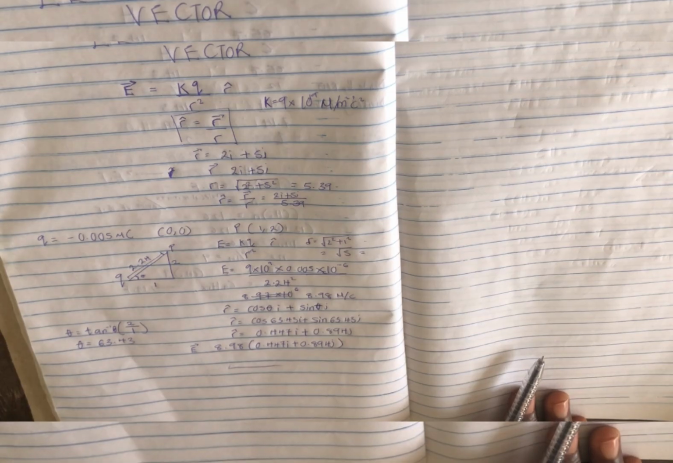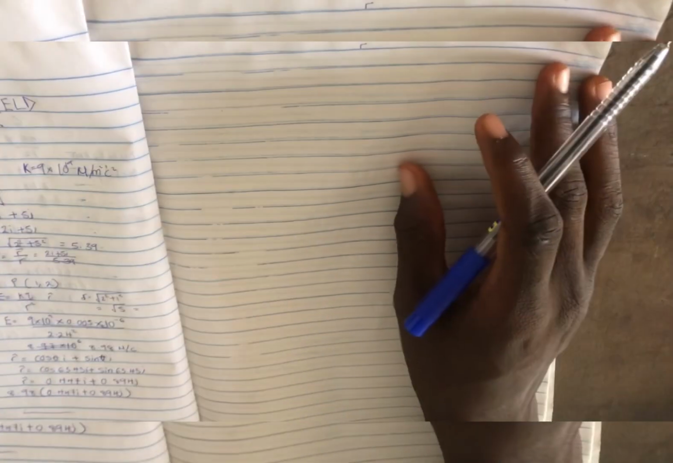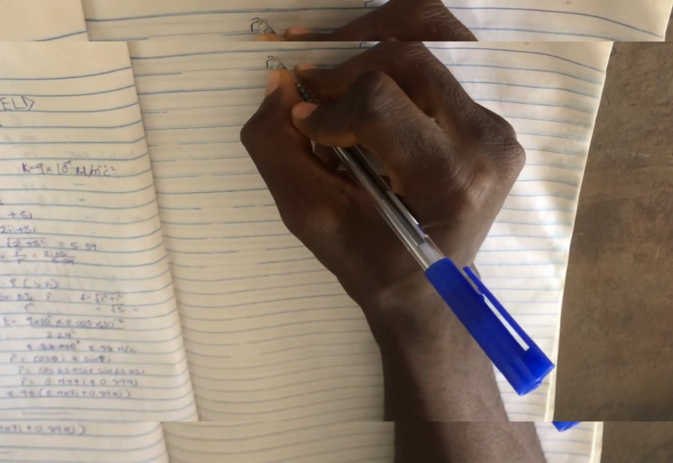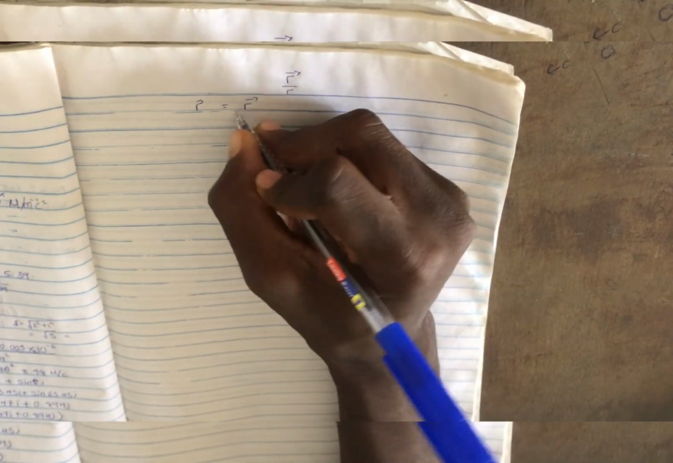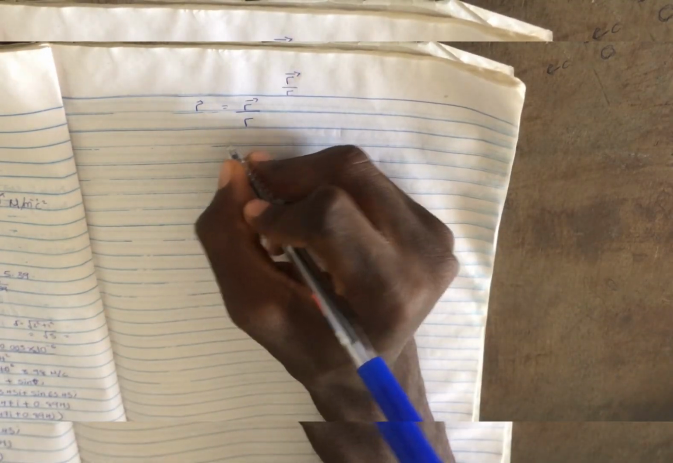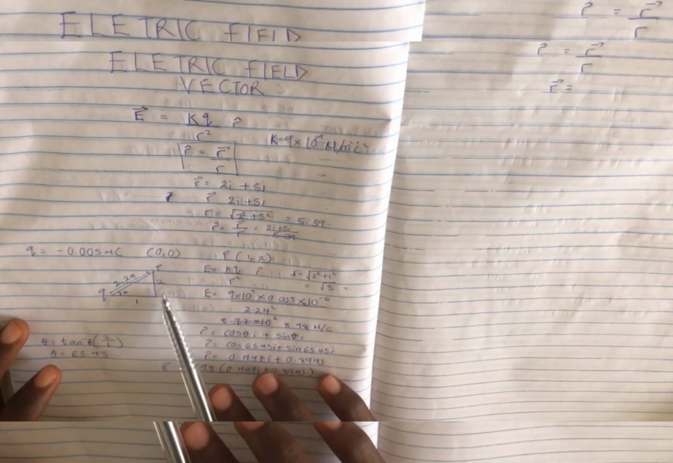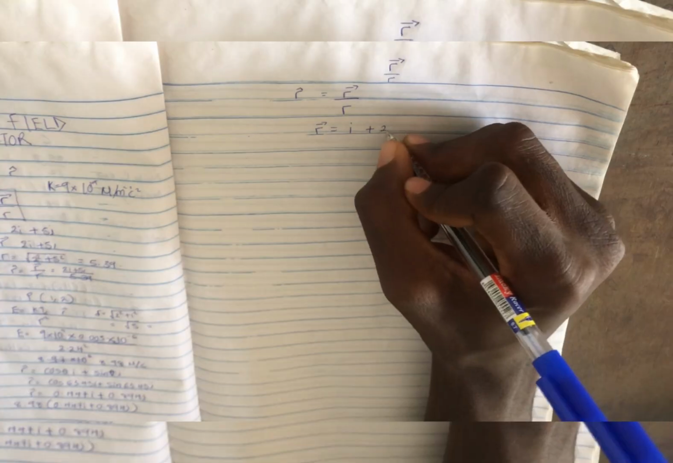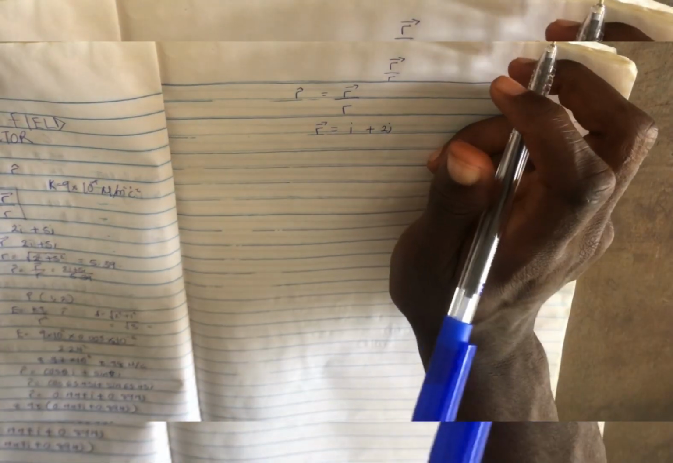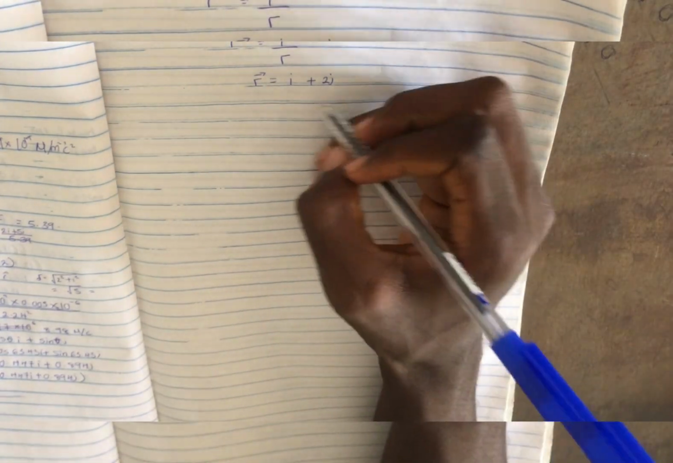There's also another way of solving it if you don't want to use the angle method. So let's solve it that way. We use this formula, the r vector divided by the r magnitude. The r vector is from here. You know that the x-axis is 1 and the y-axis is 2. So that will be 1i plus 2j. I hope you can see okay.